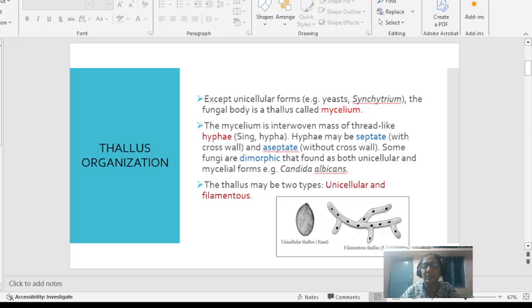The mycelium is an interwoven mass of thread-like hyphae, and the hypha may be septate or aseptate, and it may be dimorphic, found in both unicellular and mycelial forms like Candida albicans. The thallus may be of two types, unicellular and multicellular and filamentous.